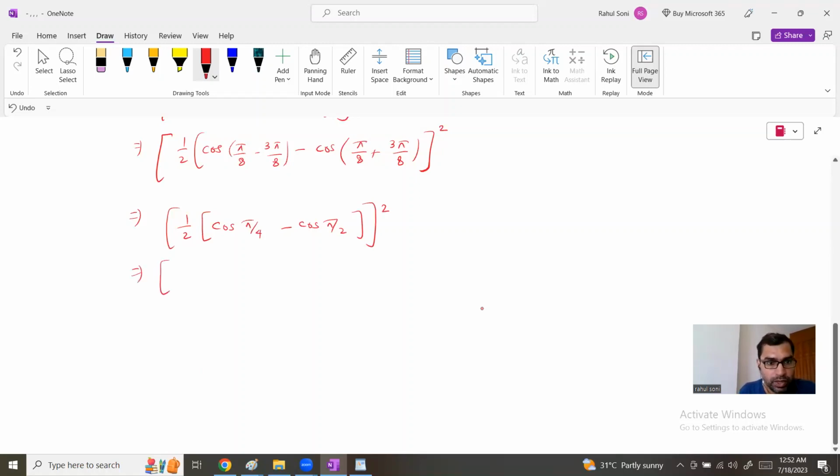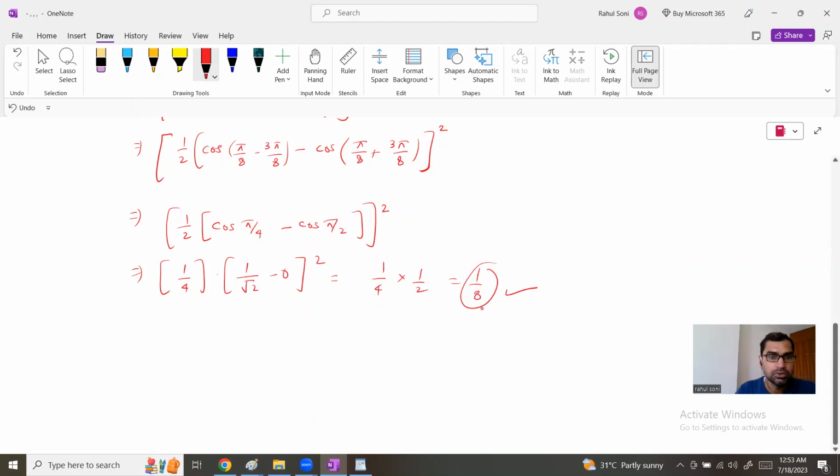1 upon 2 square becomes 1 upon 4 into cos pi by 4, which is 1 upon root 2, minus cos 90, which is 0. So now we are left with 1 upon 4 into 1 upon root 2. Here the 2 is 1 by 2. Our answer is 1 by 8.